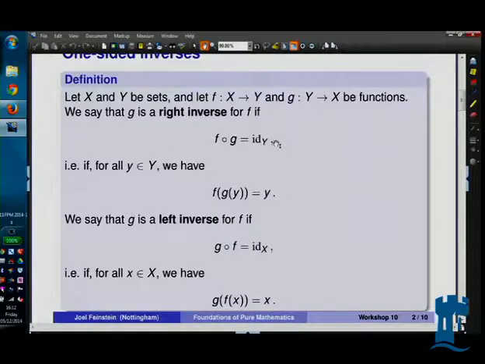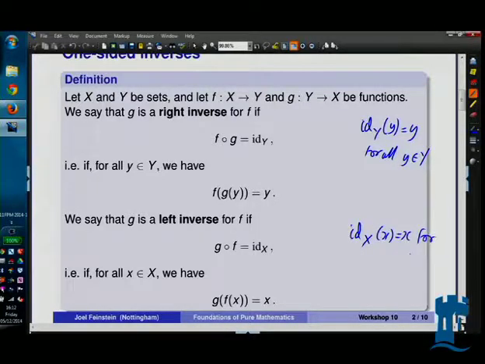So let's see, I'll just remind you what these identity maps on the set are. So id_Y, defined on Y, I'll remind you that id_Y of little y is equal to y for all y in Y. And the same thing for id_X, which is from X to X. So that's what the identity map does, or rather doesn't. The identity map doesn't move you, so you stay where you are.